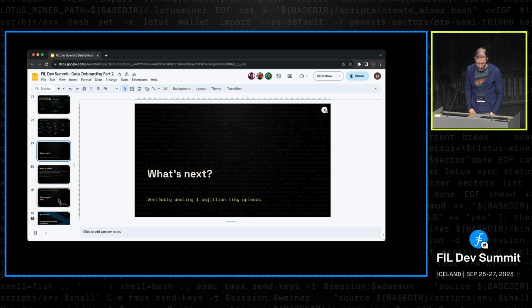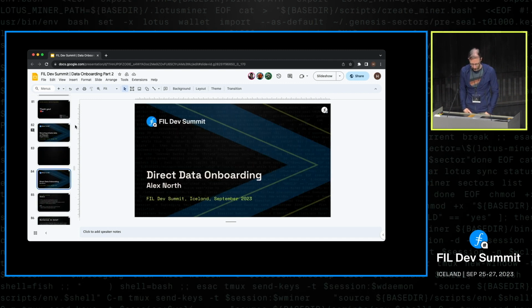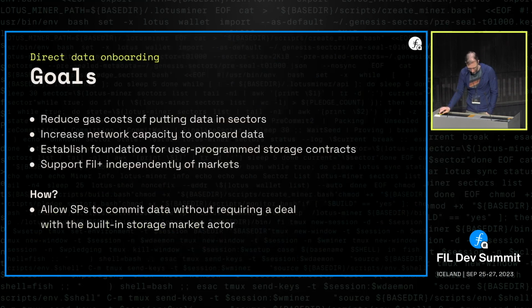I'm going to talk to you about a Filecoin improvement proposal that's currently open, FIP 76, if I recall correctly. The pretty name for it is direct data onboarding. That hopefully will land soon.